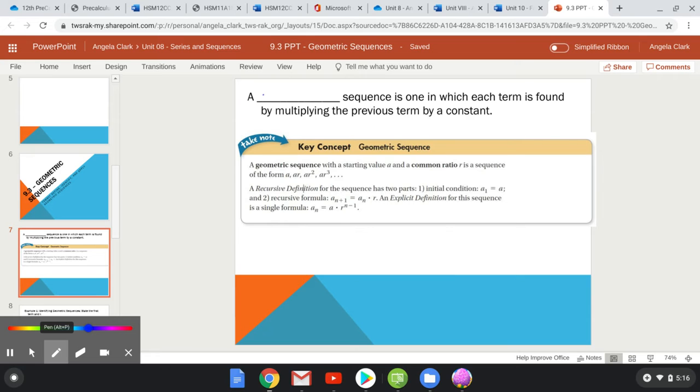Let's see if I can write. Oh my gosh, my handwriting is so bad. Luckily, you can see how to spell it right here, if you didn't already know.